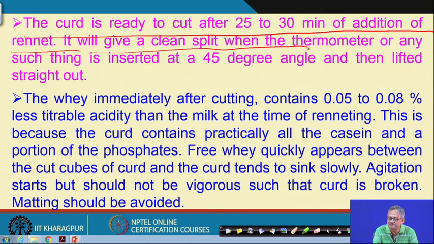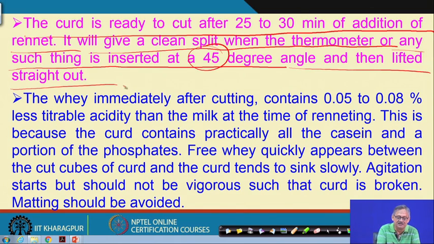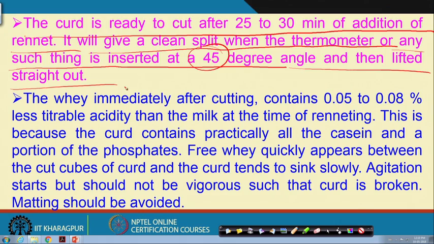It will give a clean split when a thermometer or any such thing is inserted at a 45-degree angle and then lifted straight out. I don't know whether you have seen at home that your seniors make cake and other things, right. So, it is a baked product. When cake is being made, from outside you will not be able to see whether the interior moisture is also dried or not. So, for that, what do they do? They put a stick inside and see whether moisture is adhering to it or not. In the same similar way, here also you are testing that moisture, right.